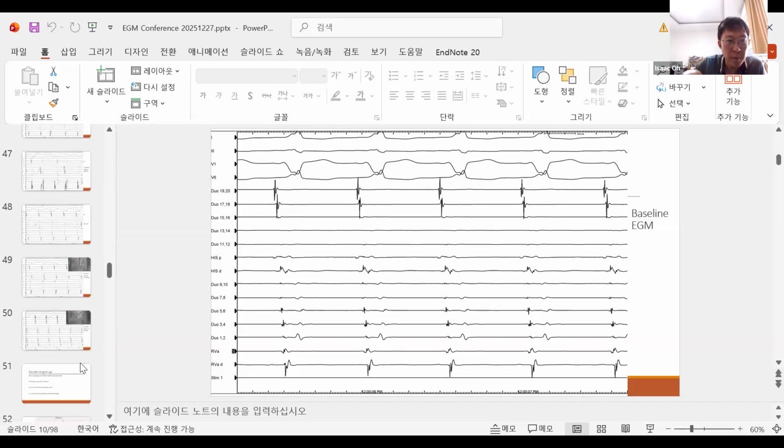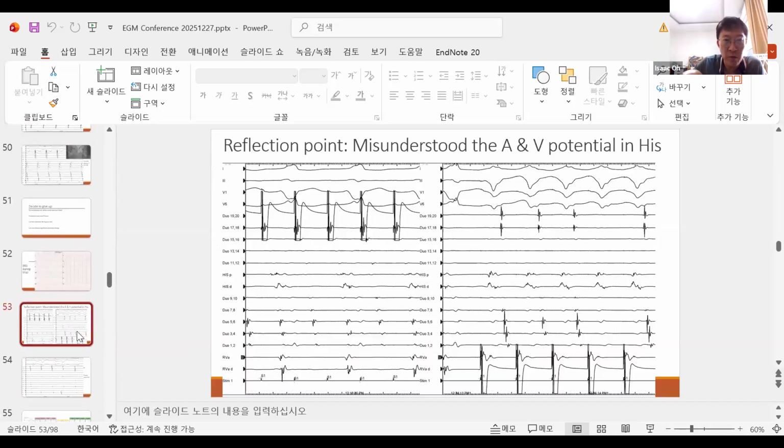But my assumption is that when we see this EGM, both the A potential looks like it is not showing in the AV block, so both of them could be some V potential. That was my reflection a few days later when I reviewed the EGM. So we cannot clearly say that the insertion was parahisian. We need to find a much better potential near the His or on the free wall side. Yeah, that's what I want to say.